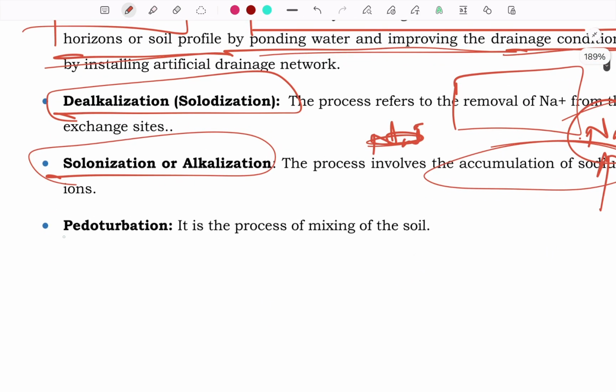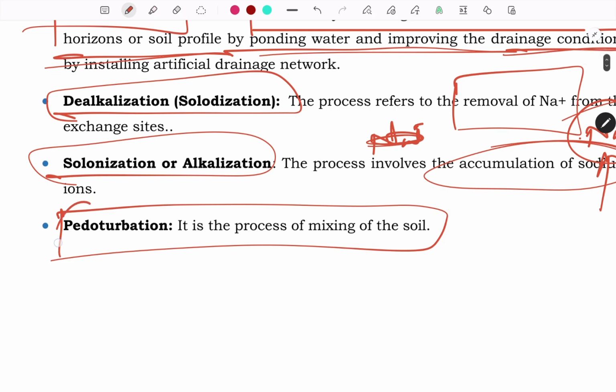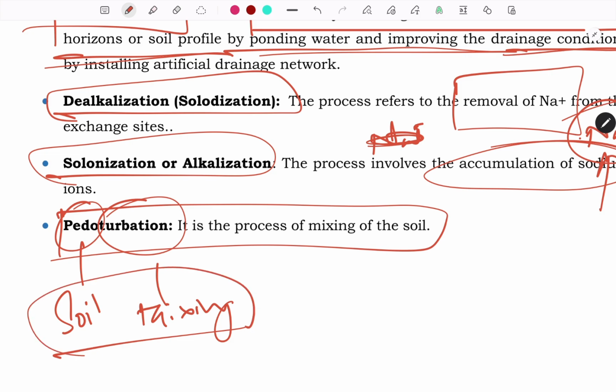Then the last term is pedoturbation. Pedo means soil. Turbation is mixing. It is nothing but mixing of soil.